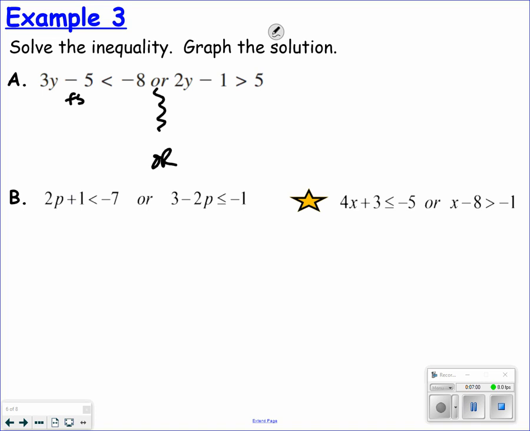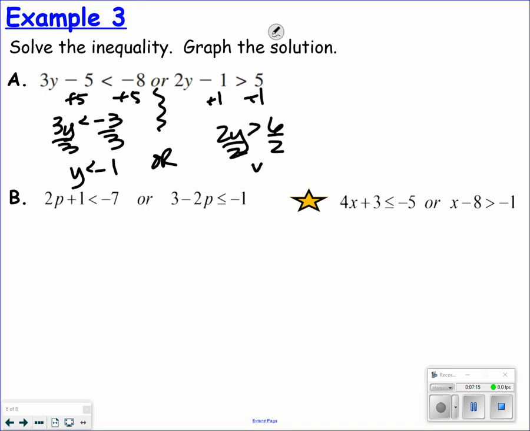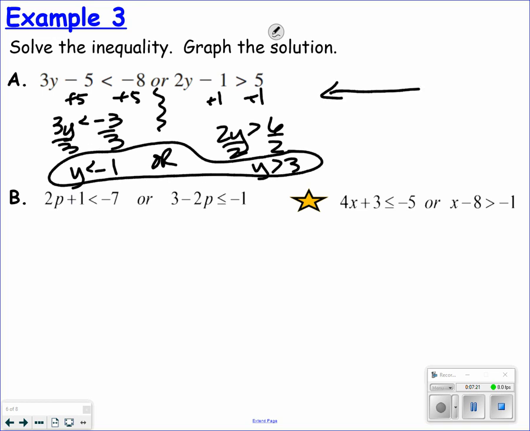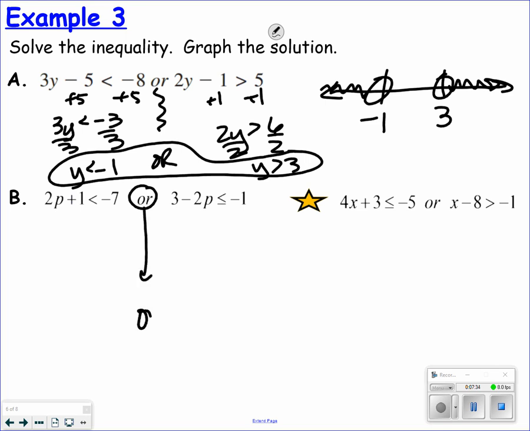So I'm going to add 5. I'm going to solve this just like I did earlier in the chapter. Divide by 3 and get y to be less than -1. Solve the other one. I'm going to add 1. Divide by 2. And y is greater than 3. So in an or situation, they are separated. -1, open circle, shaded below. +3, open circle, shaded above. So if you see an or in your question, you literally are going to have an or in your answer.